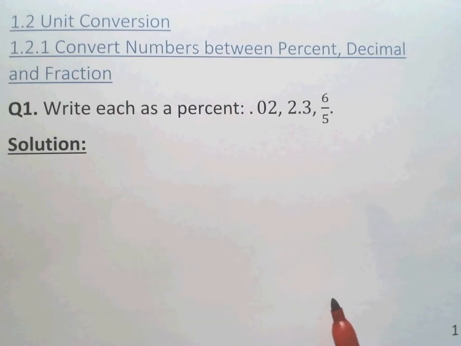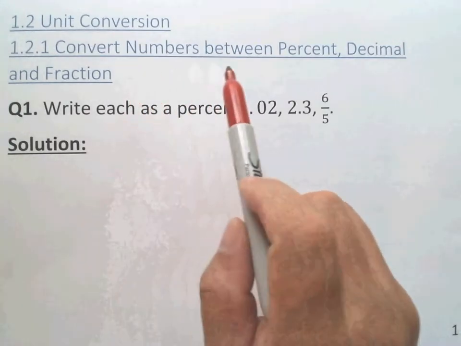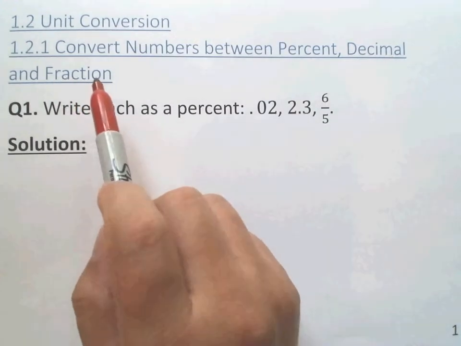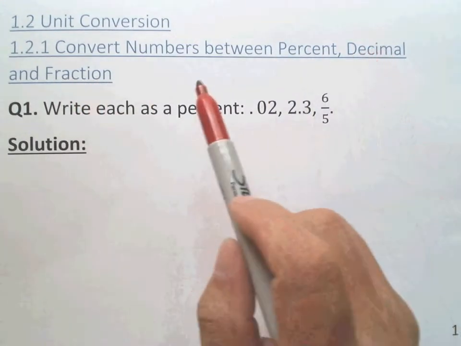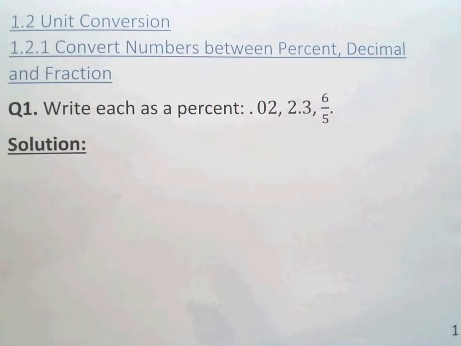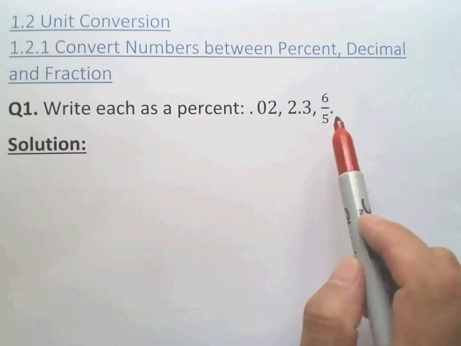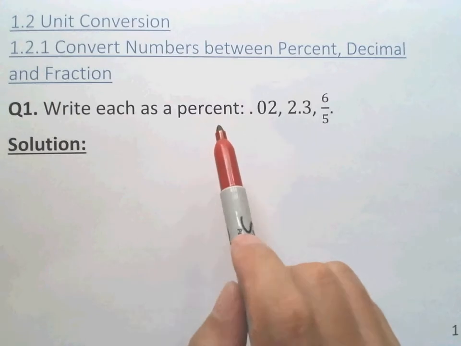In this lecture, we are going to convert the numbers between percent, decimal, and fraction. Those are three forms of numbers. The first questions: we have a decimal and a fraction, and we need to write them as a percent. Okay. And how to do the first?